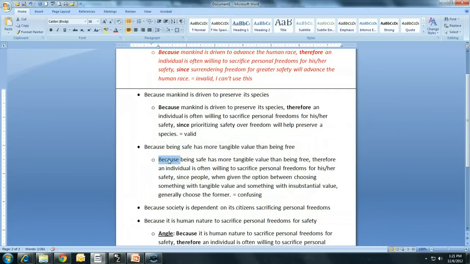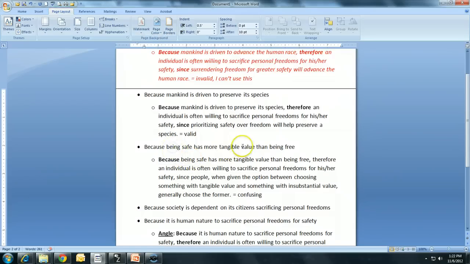There we go. Because being safe has more tangible value than being free, therefore an individual is often willing to sacrifice personal freedoms for his or her safety. Since people, when given the option between choosing something with tangible value and something with insubstantial value, generally choose the former. I've lost interest in my own line of reasoning here. This is terribly confusing. I really shouldn't use this.